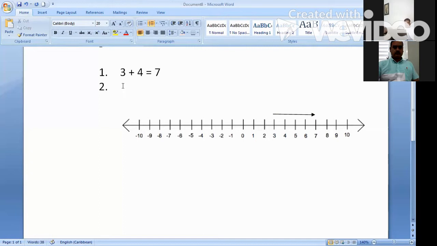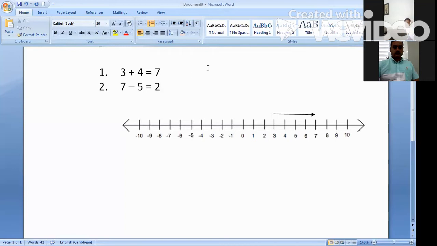Now, if positive means to the right, what do you think negative means? Correct, to the left. So let's look at this one. 7 subtract 5. So we all know that it is actually 2. You know, 5 mangoes from 7 mangoes will give us 2.